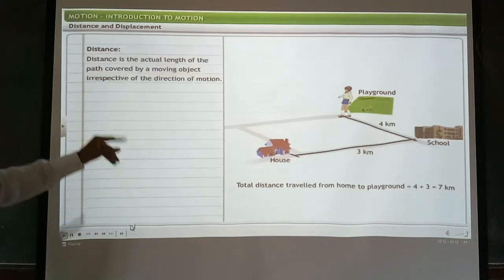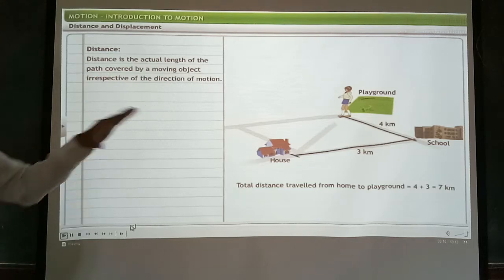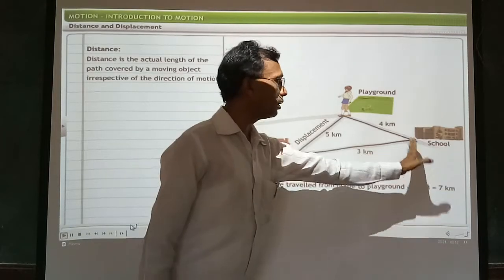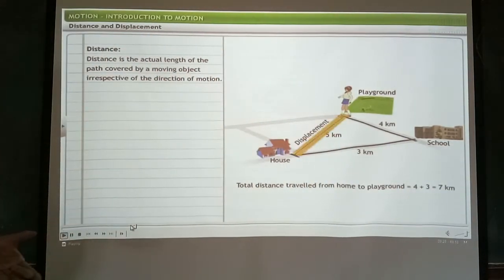So what is the distance? Distance is the actual length of the path covered by a moving object. The actual distance you should have covered: 3 kilometer, 4 kilometer, with respect to the direction of the motion.